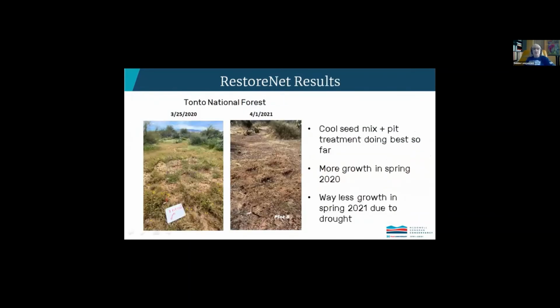Since we just started our field tests in 2019, it's too early to show publishable results. However, we can say that we're starting to see the cool seed mix plants, lupin, desert marigold, and chia, in the pits doing well. Looking at the visual comparison between spring of 2020 and 2021, I think Paul showed a similar comparison. At Tonto National Forest, it's clear that we saw more growth in 2020 than in 2021, probably due to the effects of the current drought.